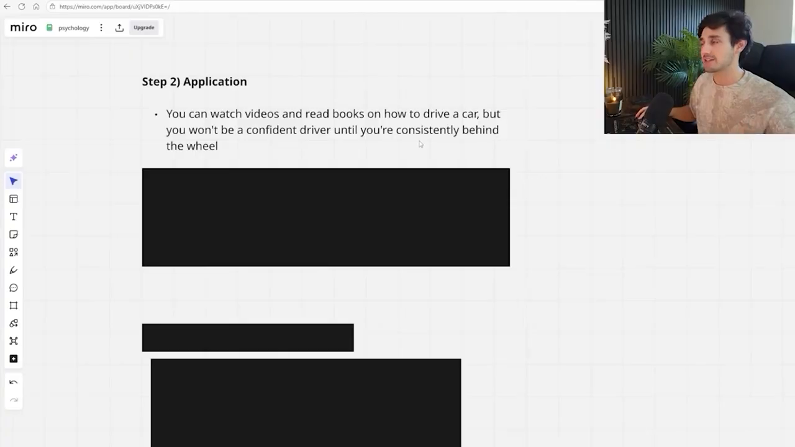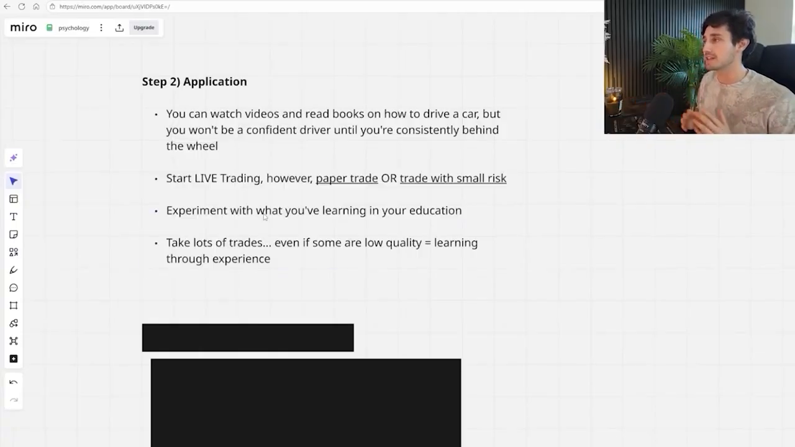You need practice. And the most important part of this step, and this is where most traders actually get this wrong, is when you start practicing, you either want to paper trade, which is trading with fake money, or you want to be trading with very small risk.